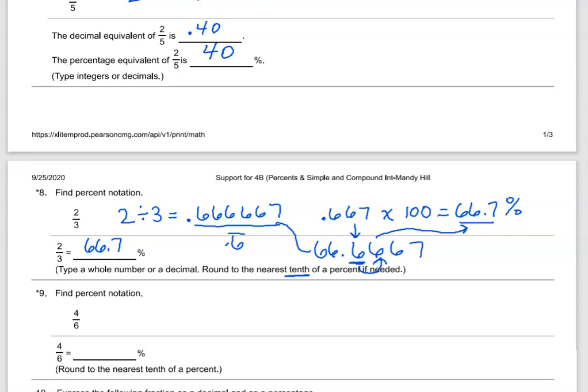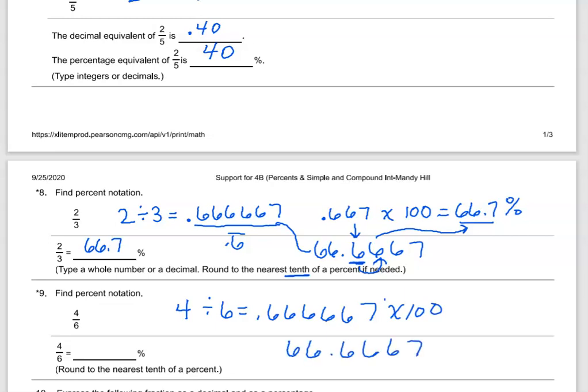Okay, so find the percent notation. We're going to do 4 divided by 6. Well, that's also all this crazy thing. Same thing, because 4 divided by 6 is just 2/3, right? They're just a reduced fraction. So when we move our decimal, or when we multiply by 100, we would get 66 point something like this, and then it says to round to the tenth. So we should get the exact same thing again, 66.7.